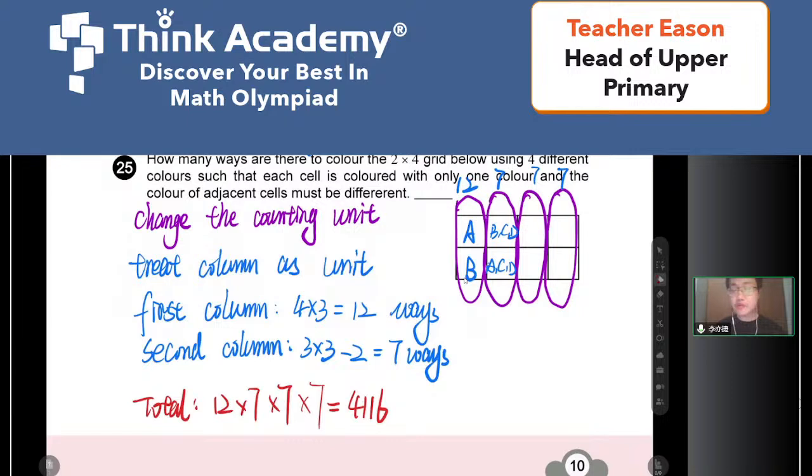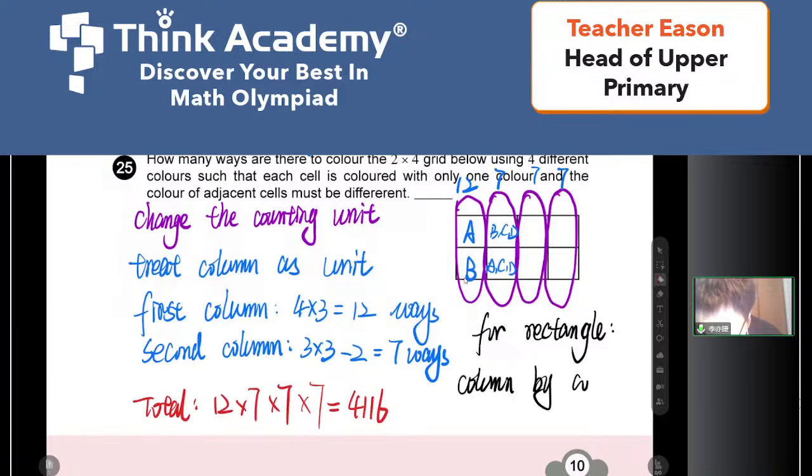So notice that if we want to color in a rectangle, we always change the counting unit. We don't color it grid by grid, but column by column. I write it down here for you to remember. So if we want to color a rectangle, it's always useful to solve the problem column by column. Sometimes row by row. Row by row and column by column, they're the same, right? So just ignore it.